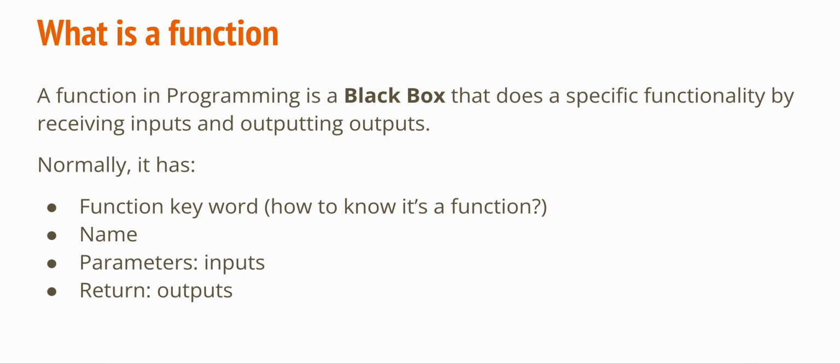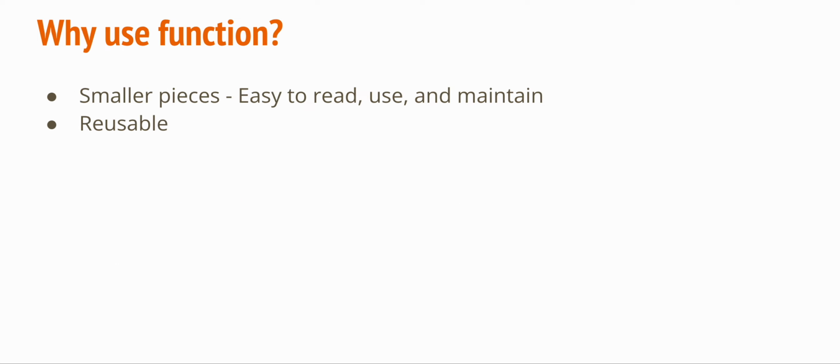So what is a function? A function in programming is a black box. You could think of it as a black box. It does a specific functionality by receiving inputs and outputting outputs. As a user, you just need to know what outputs you expect it to produce and what inputs you have to input into it. Normally it has these 4 elements: the function keyword, the name of the function, the parameters or inputs, and the return or outputs.